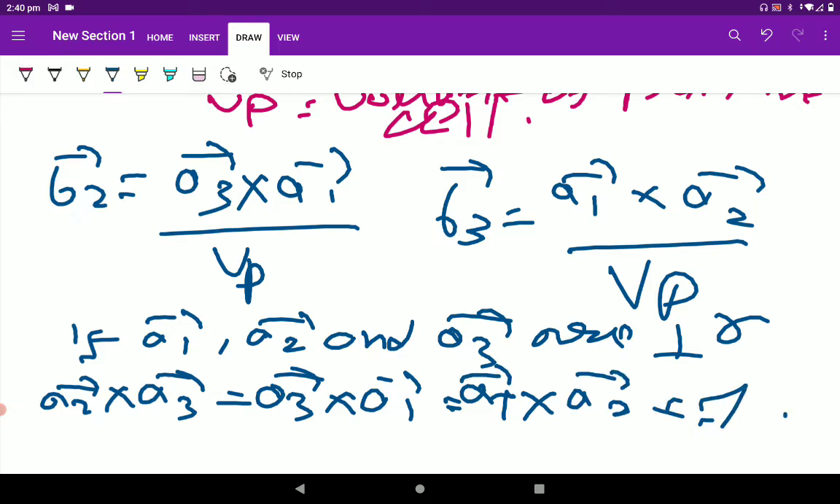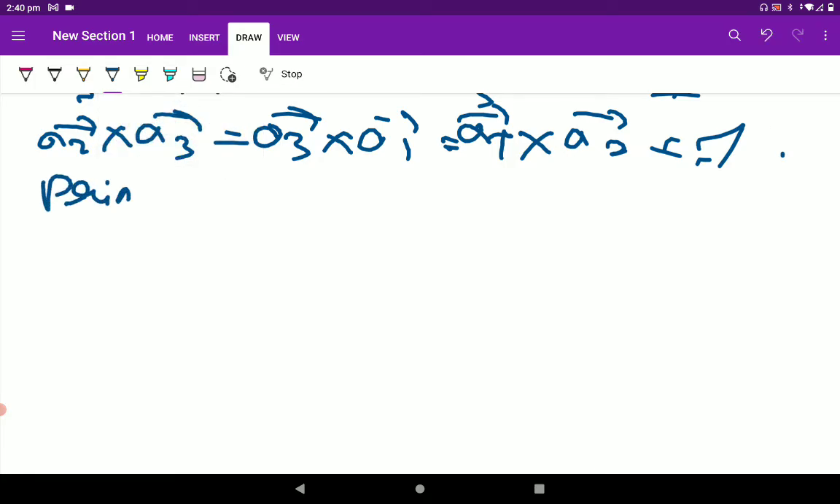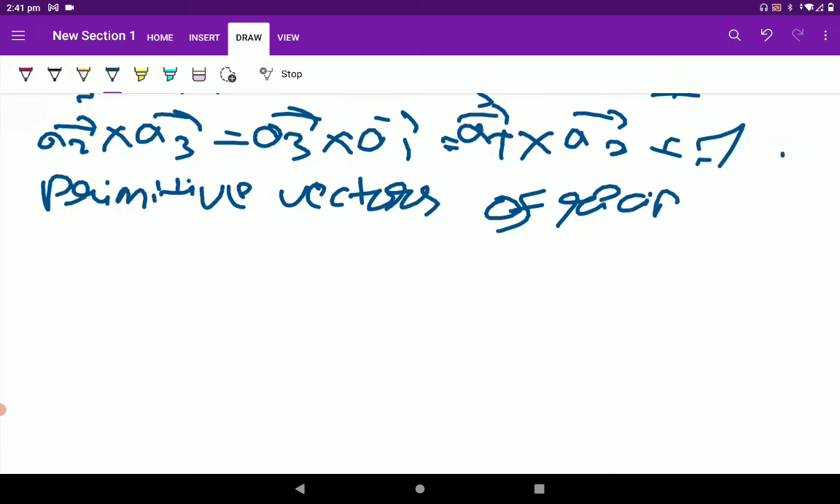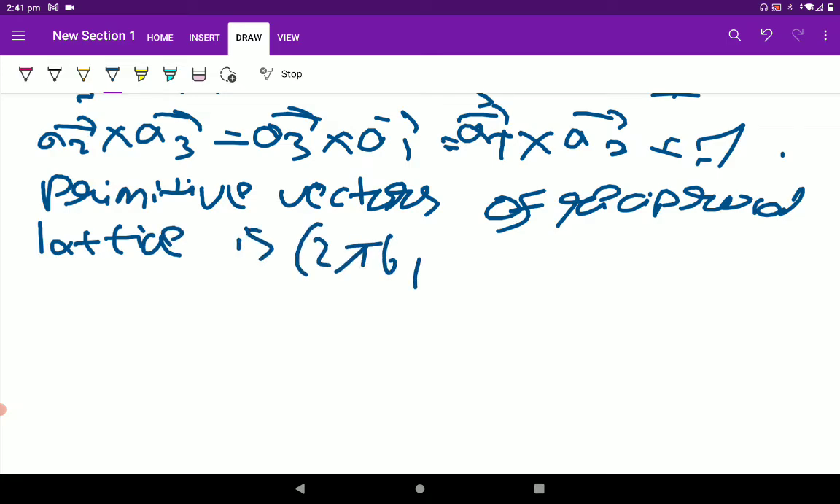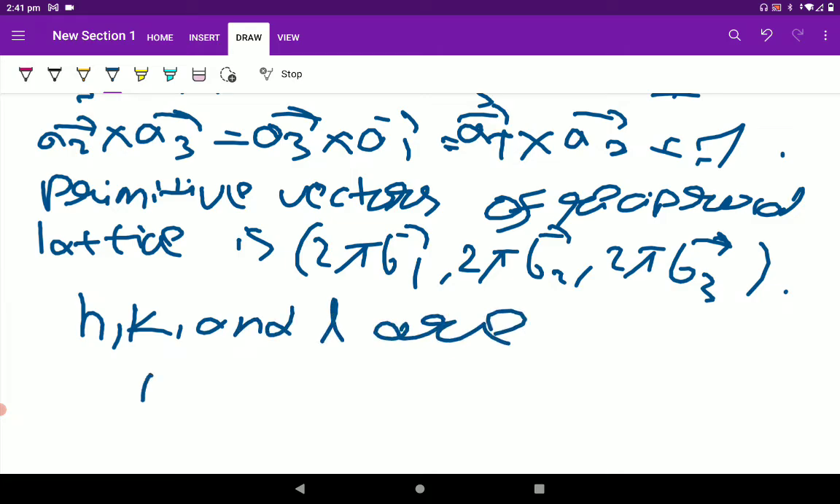So the primitive vectors of the reciprocal lattice are 2 pi b1 vector, 2 pi b2 vector and 2 pi b3 vector. Here h, k and l are Miller indices.